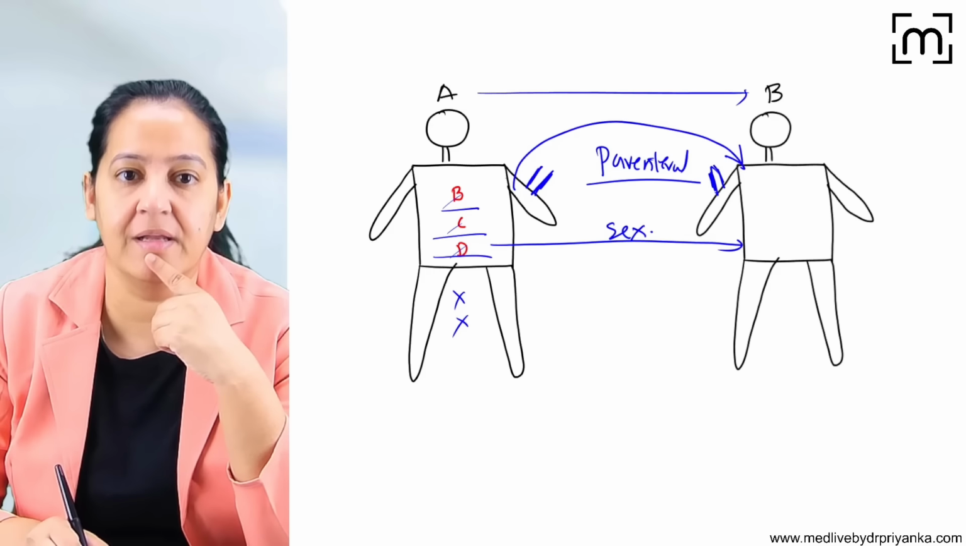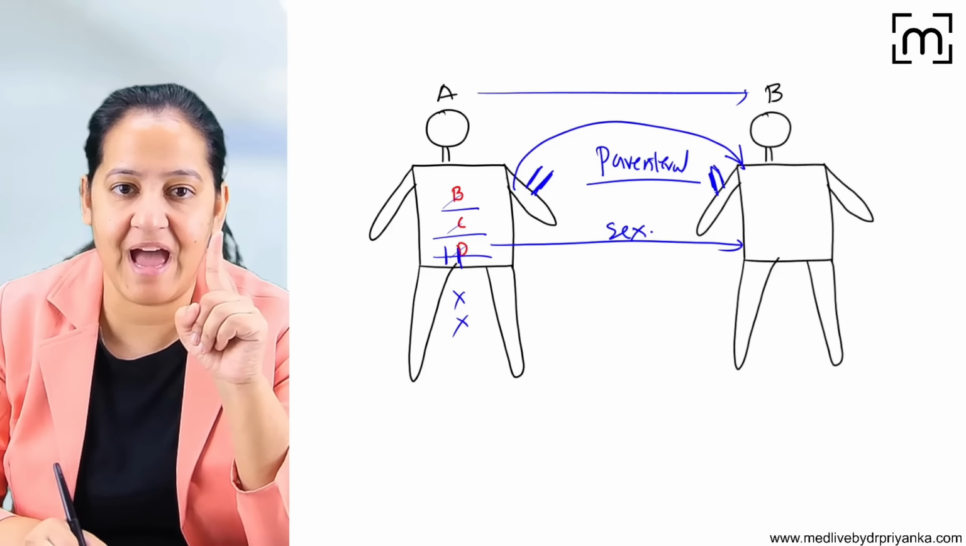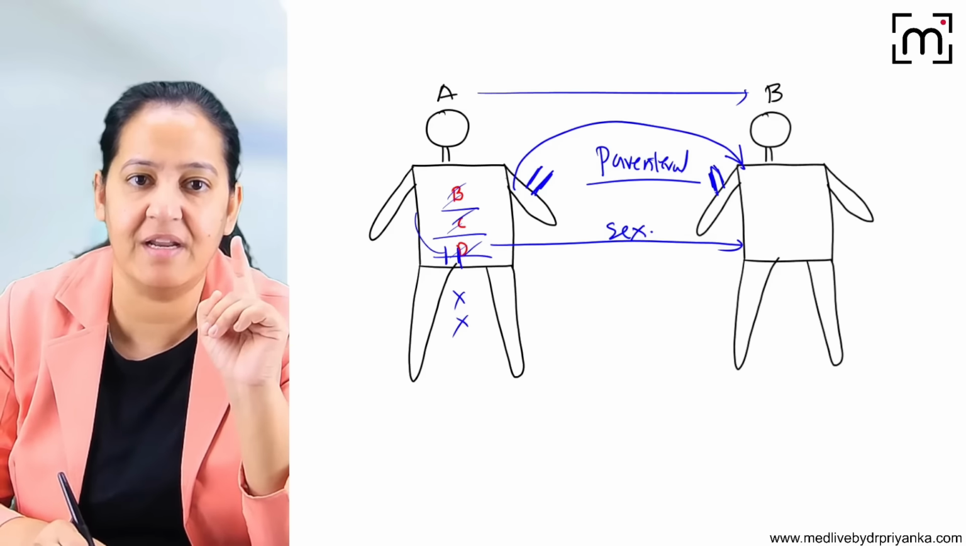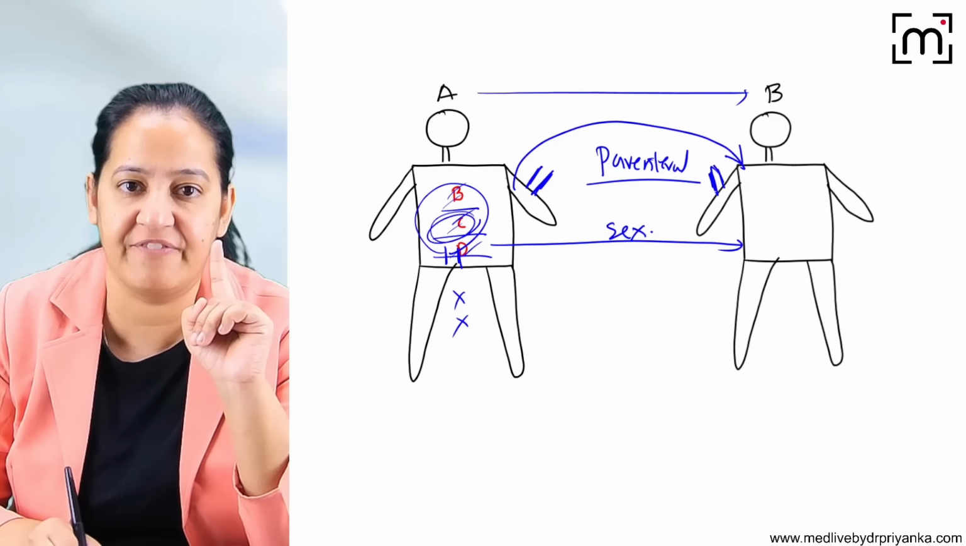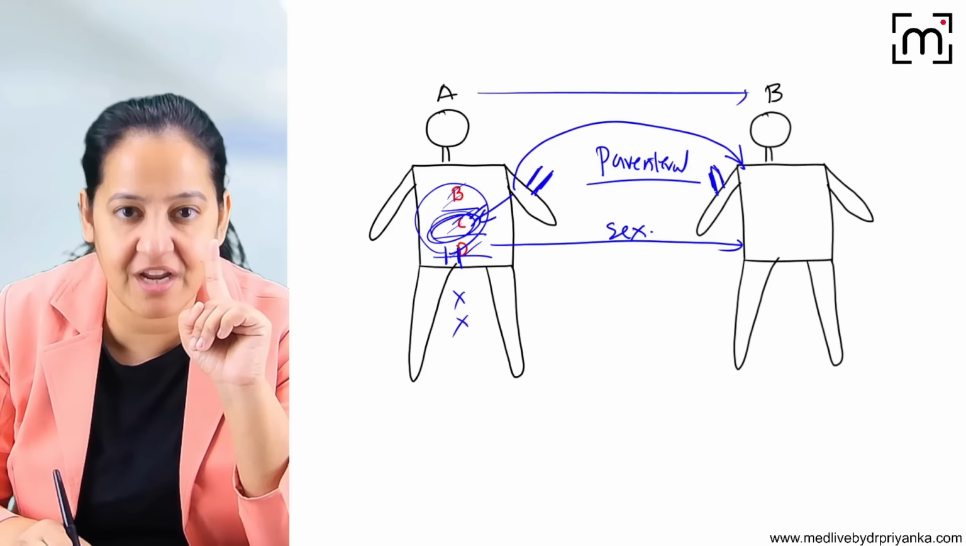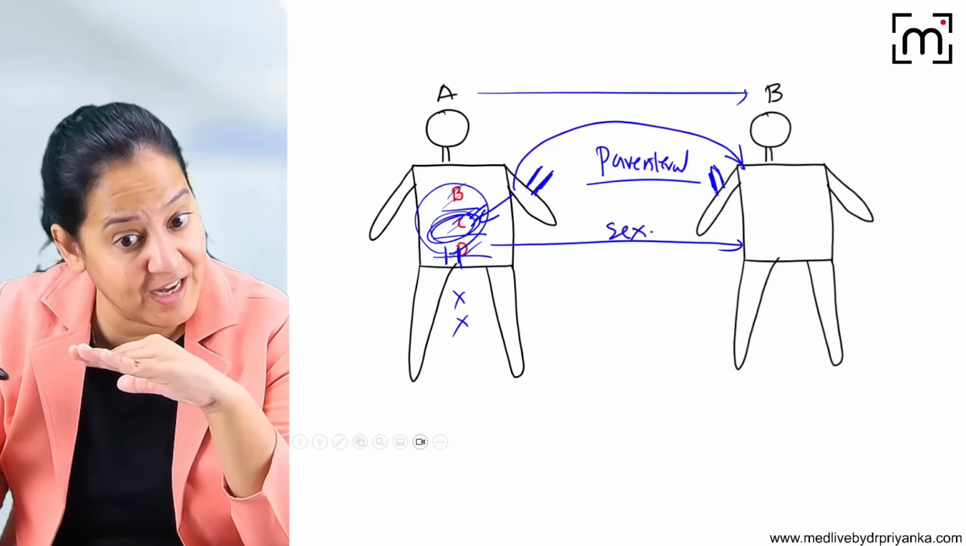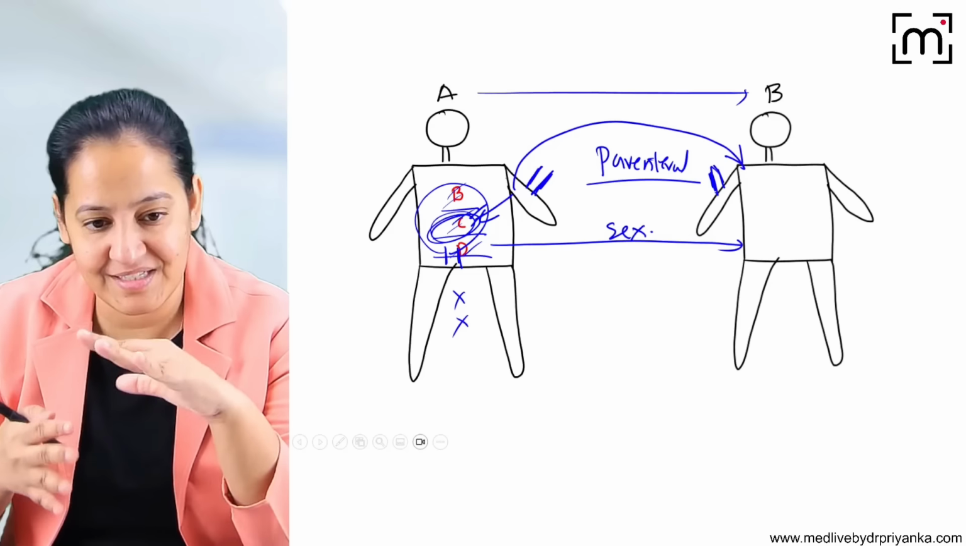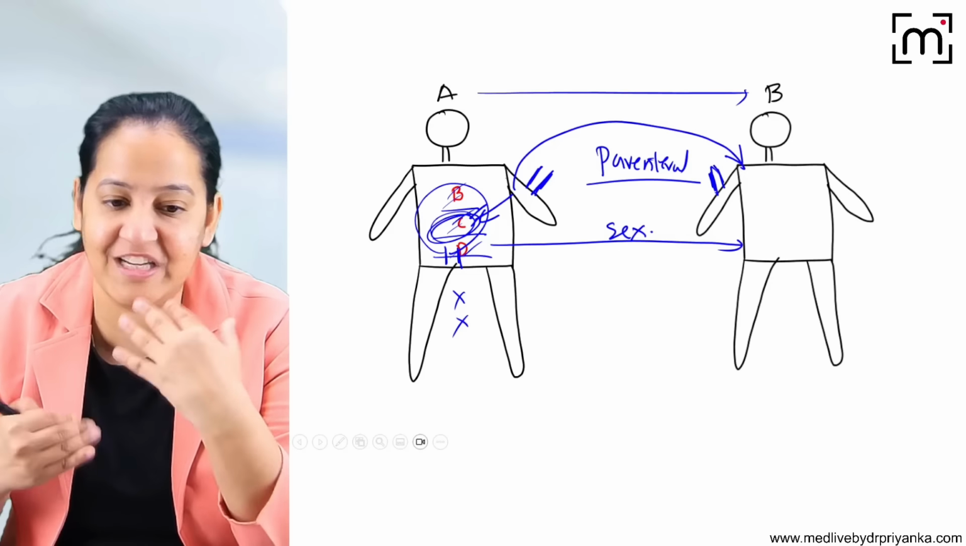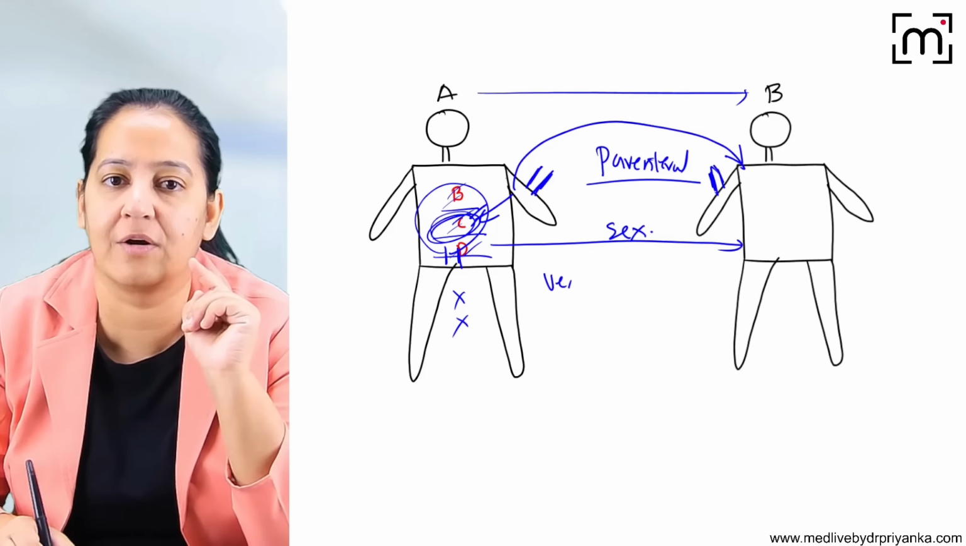Vertical. What do you mean by vertical? Imagine this is the mother having B, C, D, and she is pregnant, and inside the uterus she is having a fetus. So via the placenta she can transmit the infection to the fetus. B, C, D can cross the placenta, and via placenta it can be transmitted from the pregnant lady to the fetus. That route is known as the vertical route.